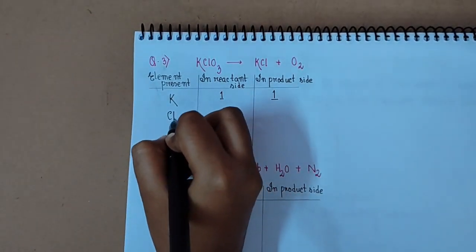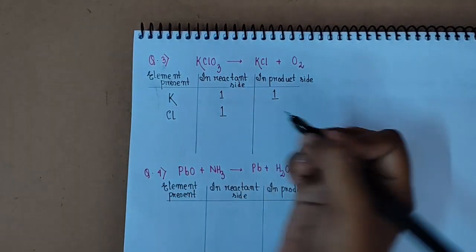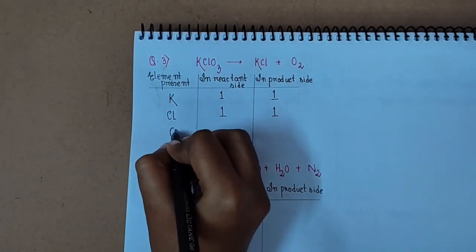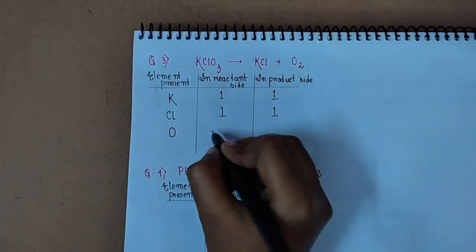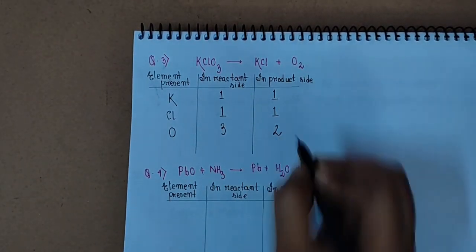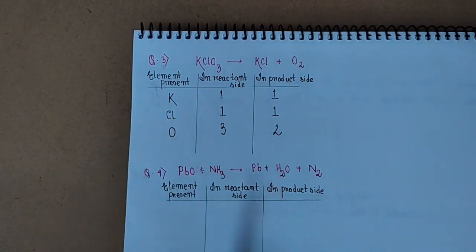Next one is chlorine. In the reactant side the chlorine atom present is 1 and in the product side also this is 1. Last one is oxygen. In the reactant side this is 3 and in the product side this is 2. Now already potassium and chlorine, these two are balanced.